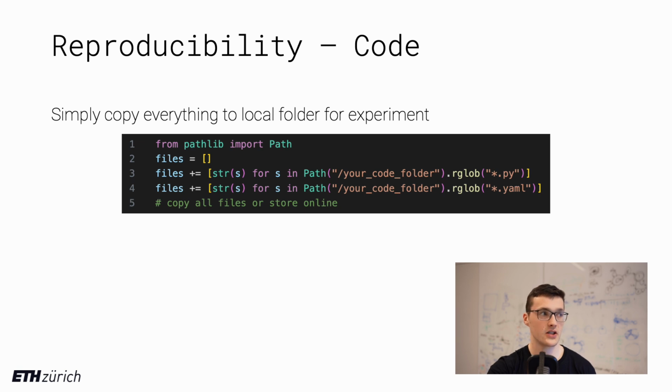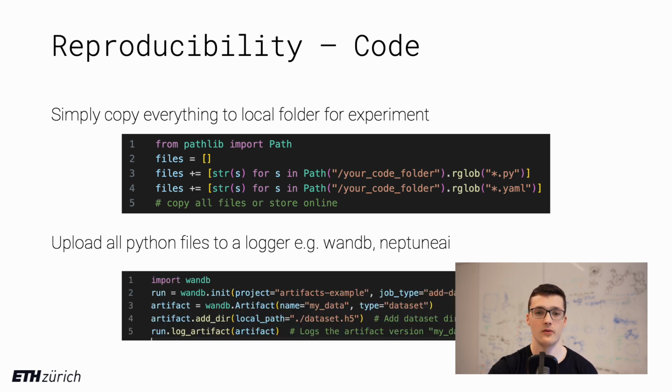Another option is, each time you run your code, simply copy over all the files that are actually your code to the experiment folder. Typically your code files are very small, so we are talking about a few hundred kilobytes that you need to copy over to your experiment result folder. So here in these lines of code, I, for example, get all my Python files and all my YAML files, which would be the configurations, and just copy them over to the experiment folder that I create for this experiment.